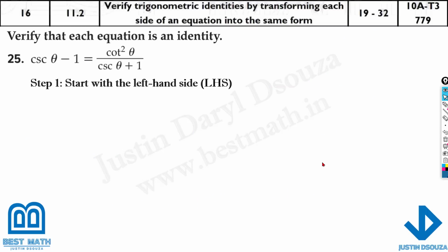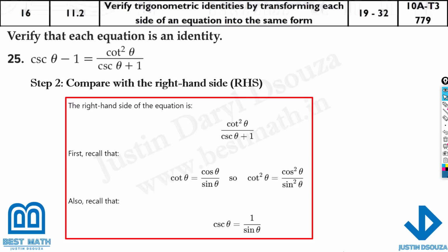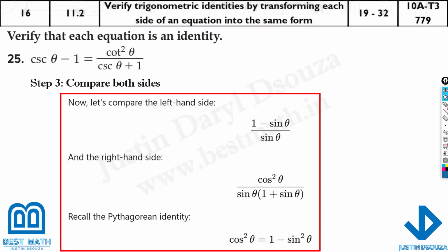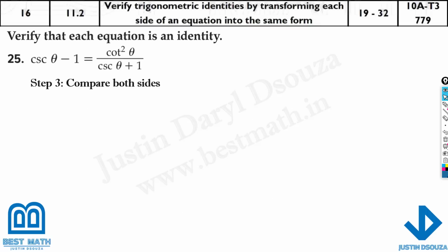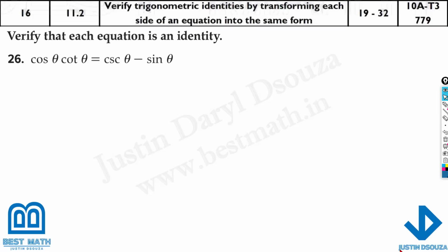And here you can see, here also they have gone with sine and cosine, and then compared both the sides. So here, that's the answer. Okay, it's again long. And we will look over here, comparing both the sides. Finally, they got both the sides as equal, and that's why that is an identity.